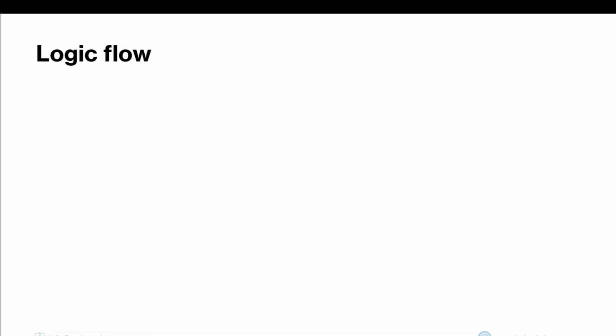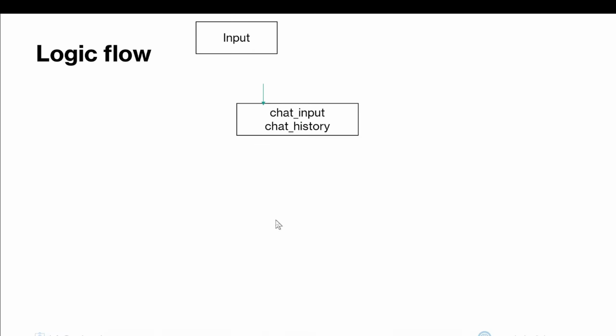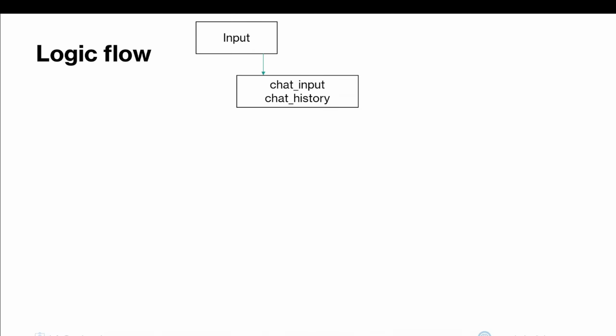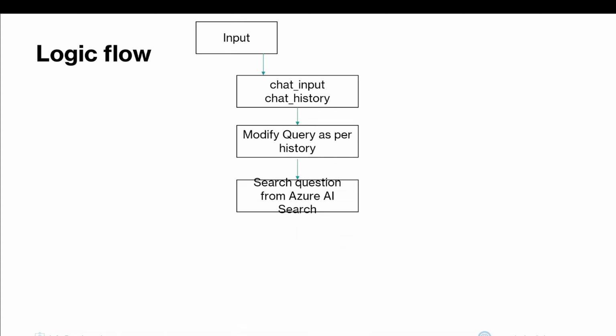Okay, what is the flow? First of all, we are going to take an input, which can be any question. That input, together with the chat history, is going to modify the query as per the history. We will have a little bit of code here in the Azure Promptflow. That outcome will be fed to Azure AI Search, which we are going to create here.